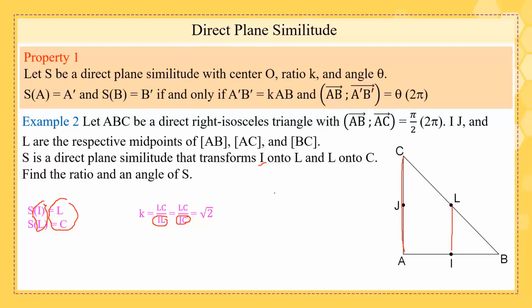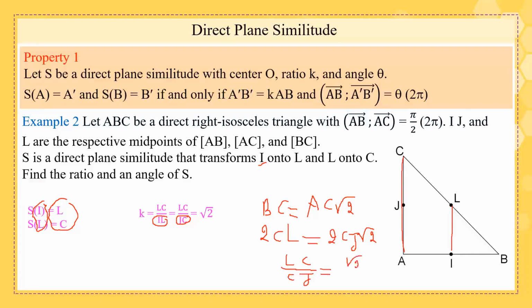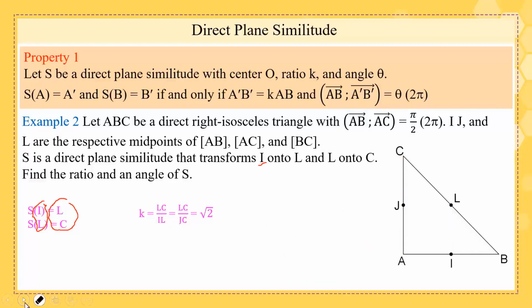Now LC over JC equals radical 2. As we said before, in a right isosceles triangle, the hypotenuse is equal to the side times radical 2. So BC equals AC times radical 2. But BC equals twice CL, and AC equals twice JC. So LC over CJ will be equal to radical 2, as required. So we found the ratio K.